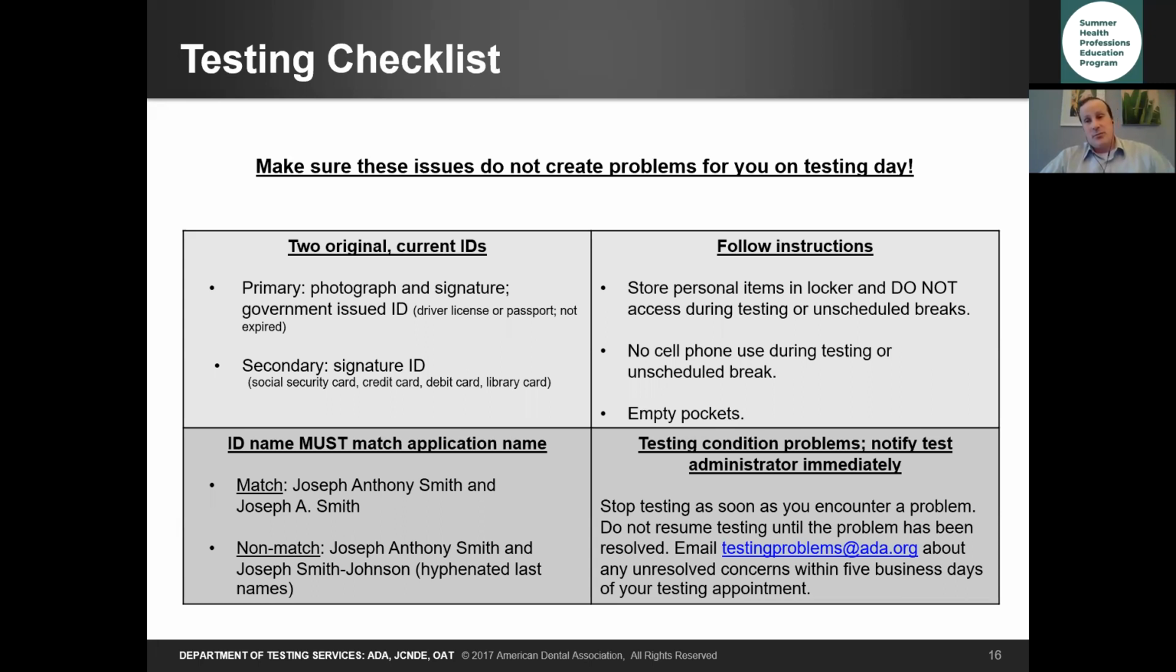As I said, there's video monitoring throughout the entire center, so it is generally pretty easy for us to confirm what you would be telling us happened. You would have to do that within 5 business days or within a calendar week of your testing appointment, letting us know in order for us to be able to do something about it.